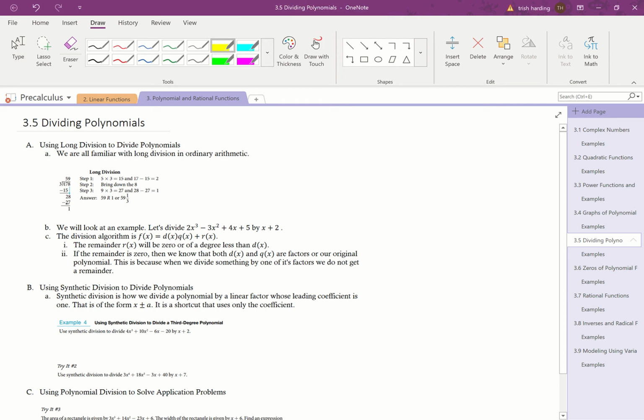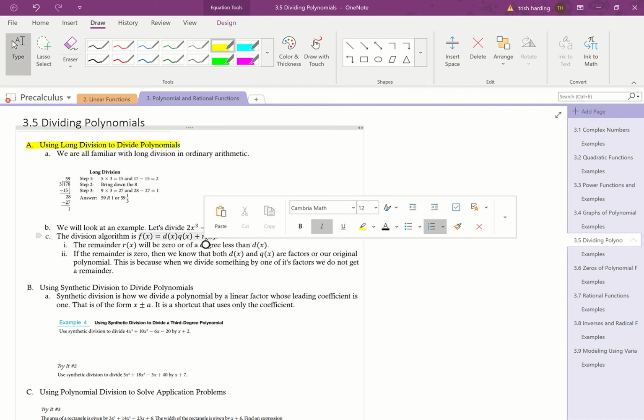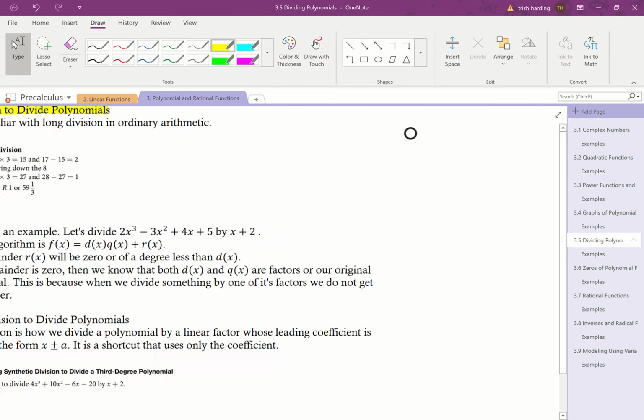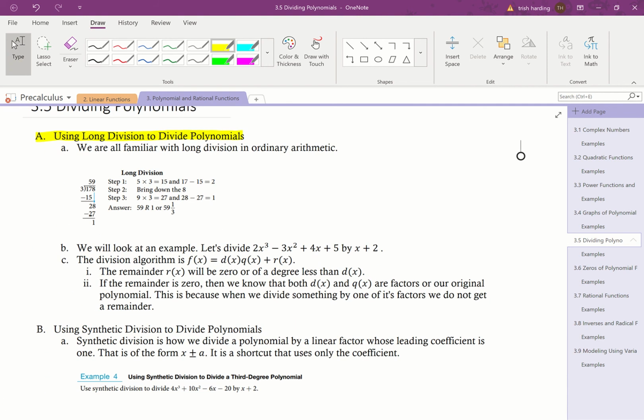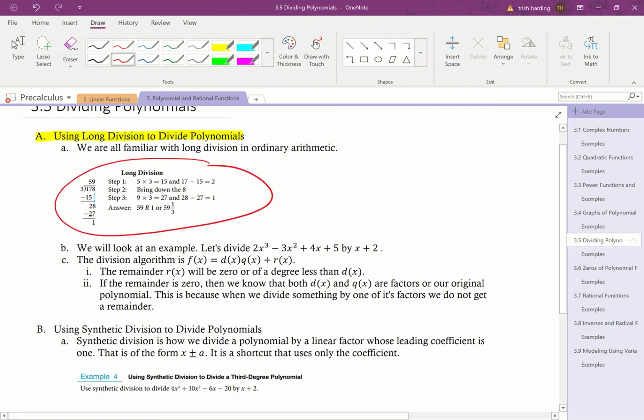Welcome to Chapter 3, Section 5, Dividing Polynomials. So we're going to start with using long division to divide polynomials. And this is probably something that you are already familiar with from maybe grade school or elementary or middle school. I can't quite remember, but it's the division you guys learned a long time ago where you still had remainders.